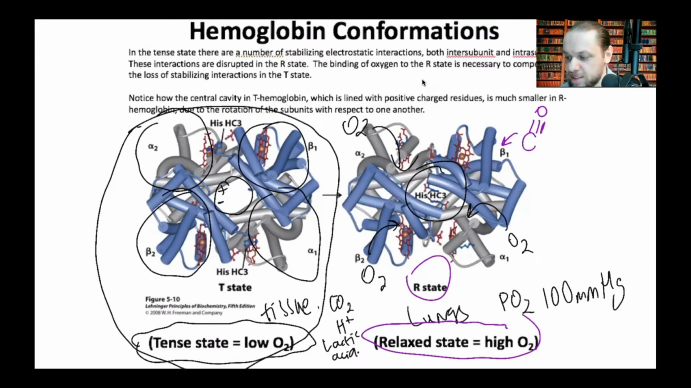On the other hand, if everything is fine, the oxygen is loaded and there's no carbon monoxide. The byproducts, the CO2, hydrogen ion, lactic acid, and carbonic acid, will come in and bind on residues other than the iron. They will change the relaxed state into the tense state, and oxygen will dissociate.